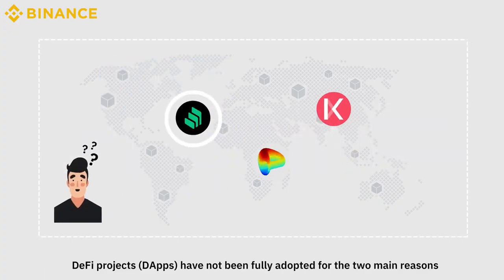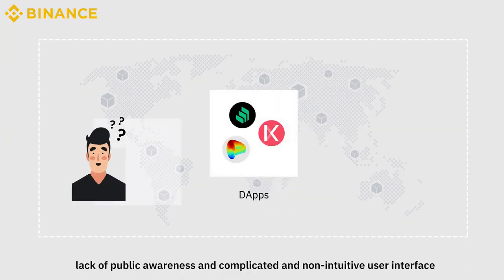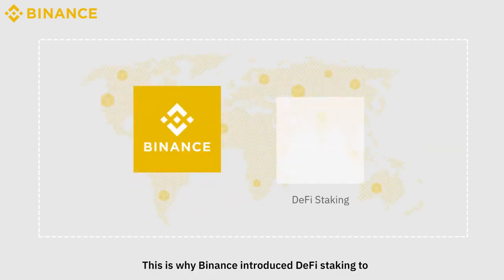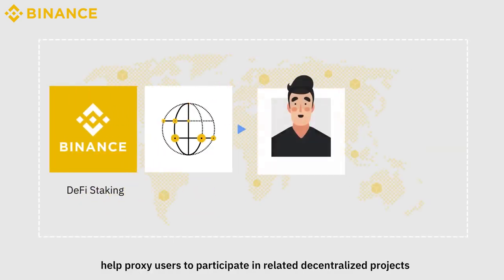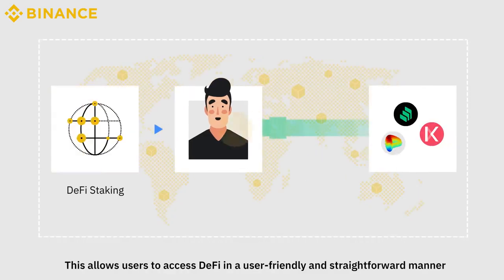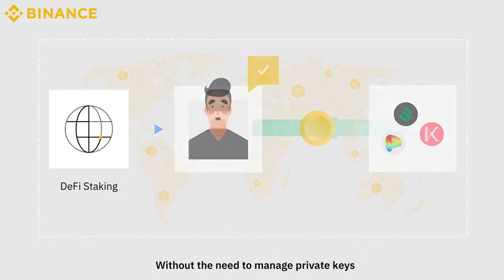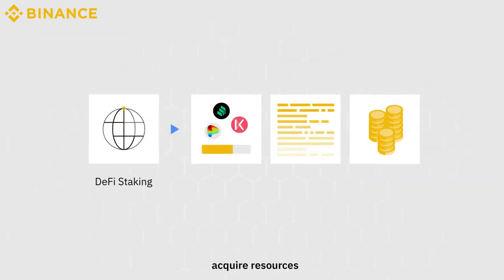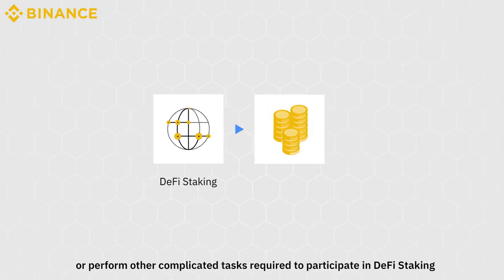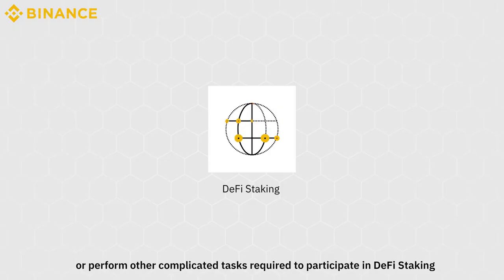Currently, DeFi projects, DApps, have not been fully adopted for two main reasons: lack of public awareness and a complicated and non-intuitive user interface. This is why Binance introduced DeFi staking to help proxy users to participate in related decentralized projects. This allows users to access DeFi in a user-friendly and straightforward manner, without the need to manage private keys, acquire resources, make trades, or perform other complicated tasks required to participate in DeFi staking.